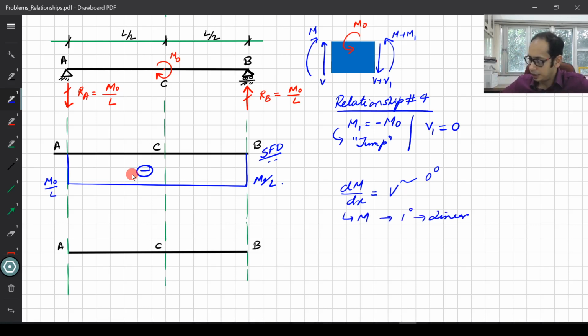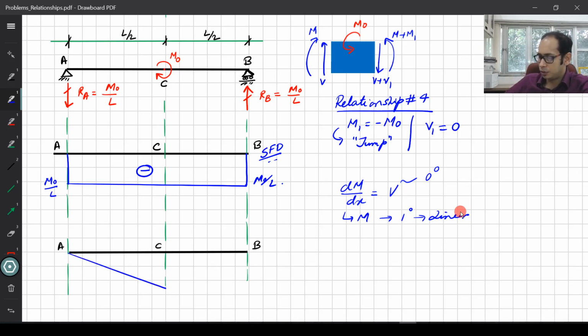The linear line, I'm going to start with A, and is it going to be below or above? It is going to be below, because the slope dM/dx at x equals 0, that is at A, equals the value of the shear, which is negative M naught by L. So it is going to be a downward line, and since it's degree 1, it's a linear line. Let me draw the moment over here. It goes from here to here.